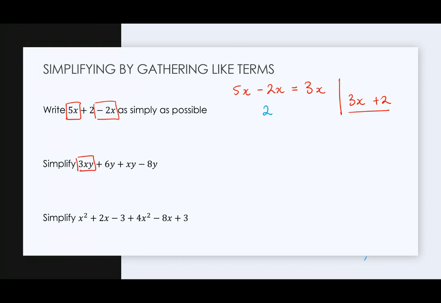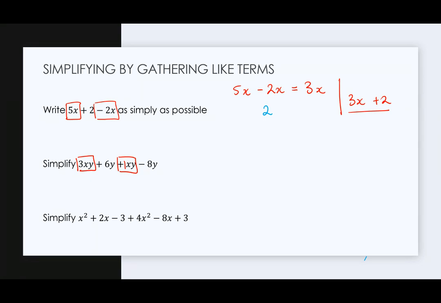In our next example, we put a box around the like terms. We have 3xy, that's positive 3xy, and also positive xy over here. Now you might notice that xy doesn't have a coefficient in front of it. Well, actually it does, we just don't write it. The coefficient in front of it is actually a 1.